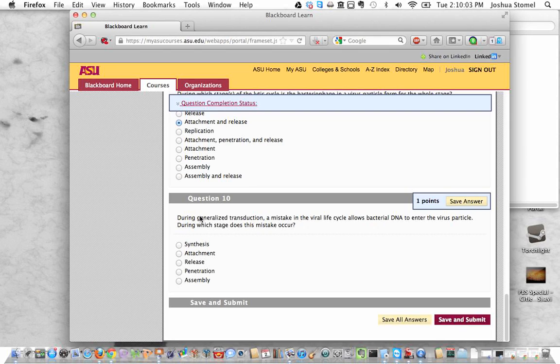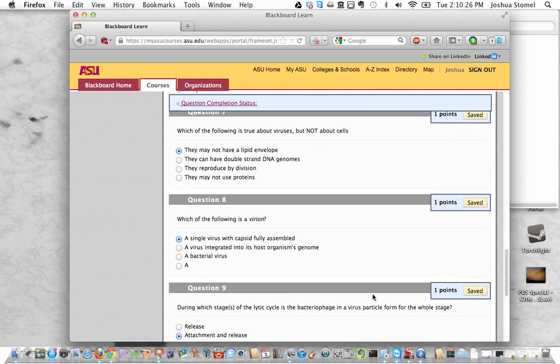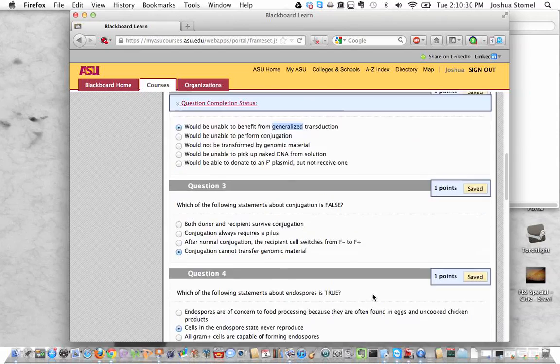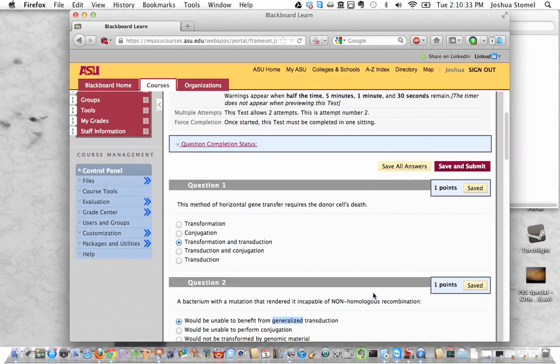So, where is the mistake occurring? Well, the mistake is occurring during the part where you're putting the DNA inside of the capsid. And what step does that happen in, where you're actually putting the final virus together? That happens during assembly. So, those are the answers and sort of how I would go about solving them for this test.